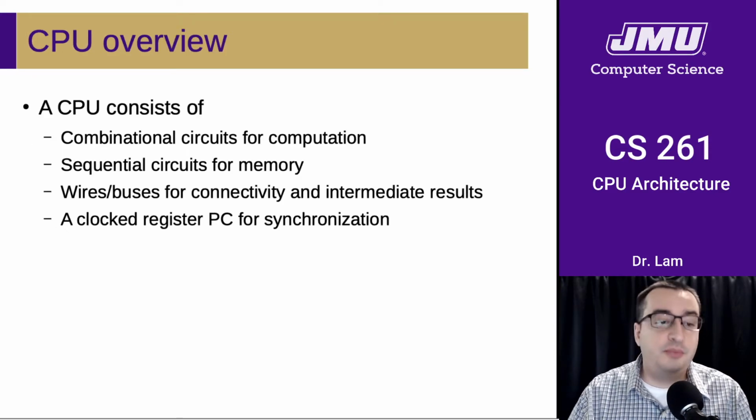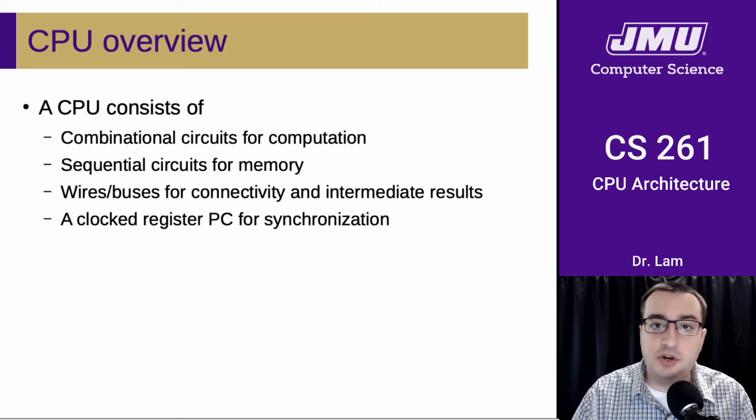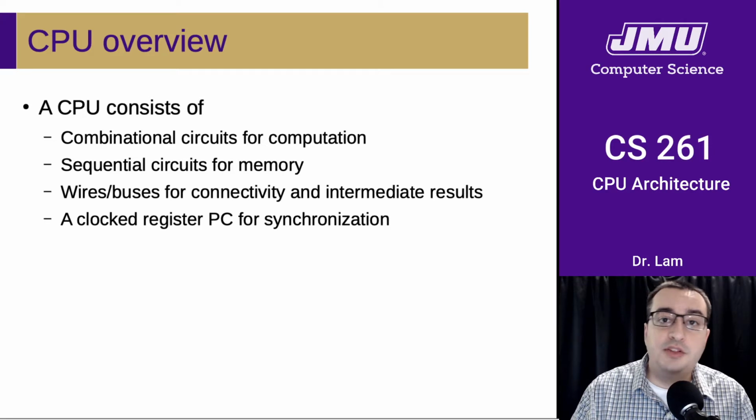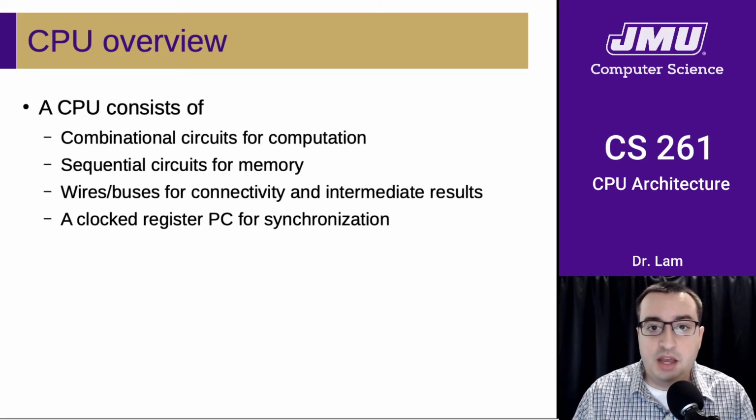So we know at this point that a CPU consists of combinational circuits, primarily for computation, sequential circuits primarily for remembering things, wires and buses for connectivity between all the components and for storing intermediate results, and then a clocked register, the program counter, specifically for synchronization and keeping track of where we are in the program.